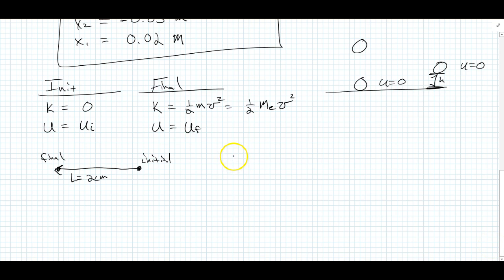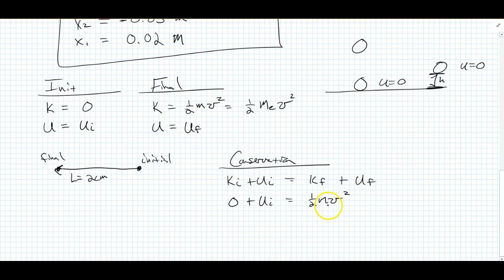So the conservation of energy means, and I can use conservation of energy when I don't have any external forces, so I'm not applying an external force to the charge, it's only having a force exerted on it by the electric field. Conservation of energy says K initial plus U initial equals K final plus U final. So 0 plus U initial is equal to 1/2 mv squared, that's the mass of the electron, plus U final.